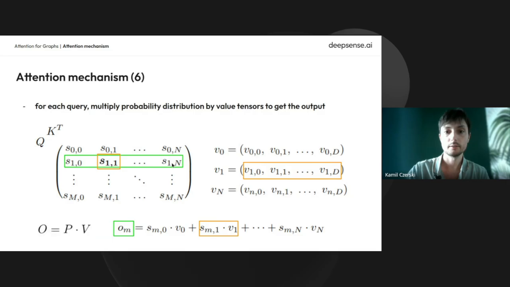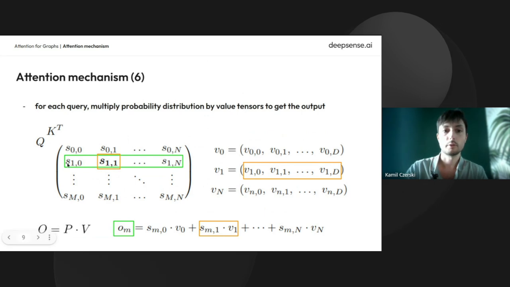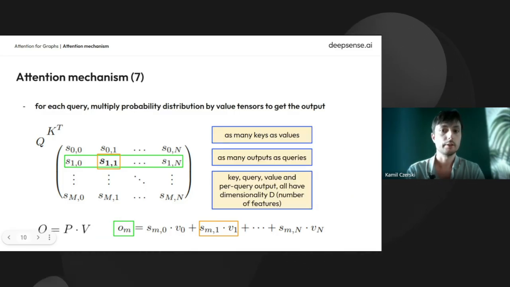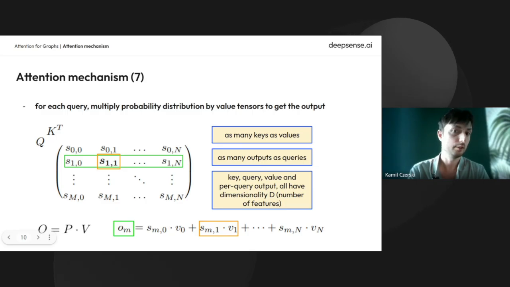And then each is a probability that you can imagine is multiplied by one of these feature vectors. So in the end, as an output for this query, we get a linear combination of all possible values, where each contribution is a probability in this row, the probability that we have from matching queries to keys. And this is how it works. So there are as many keys as values. We need to remember it.